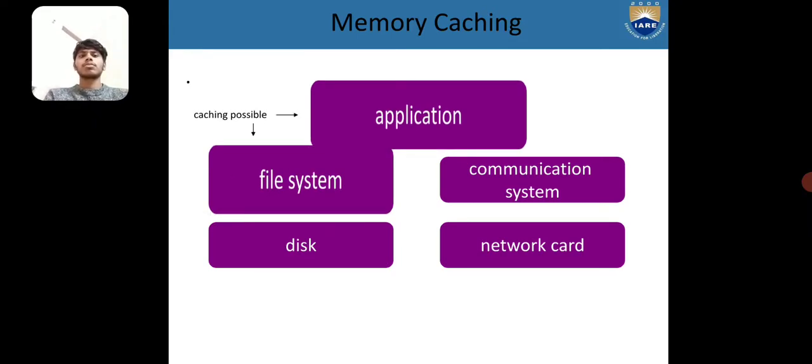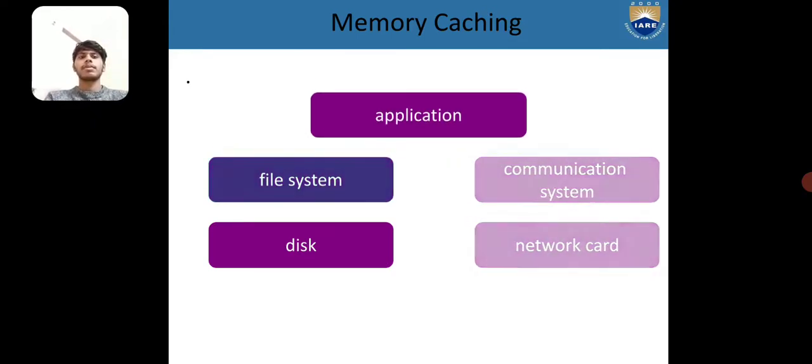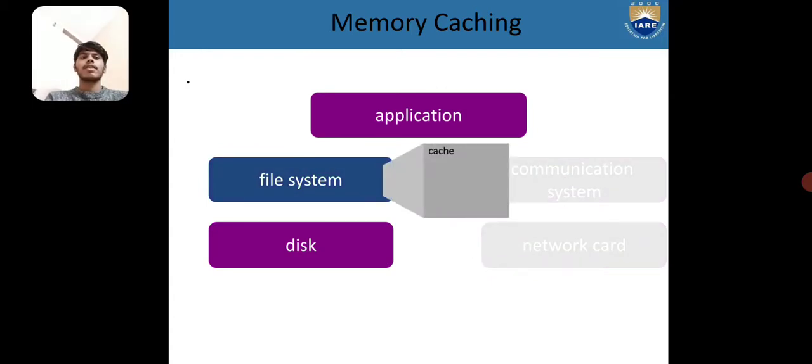So caching is possible between the application and file system, and the file system has a cache. It has some drawbacks. From that it goes to disk.